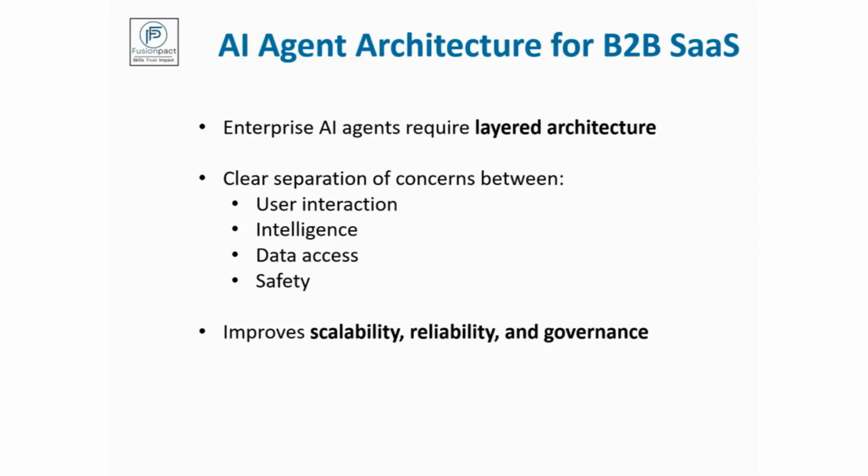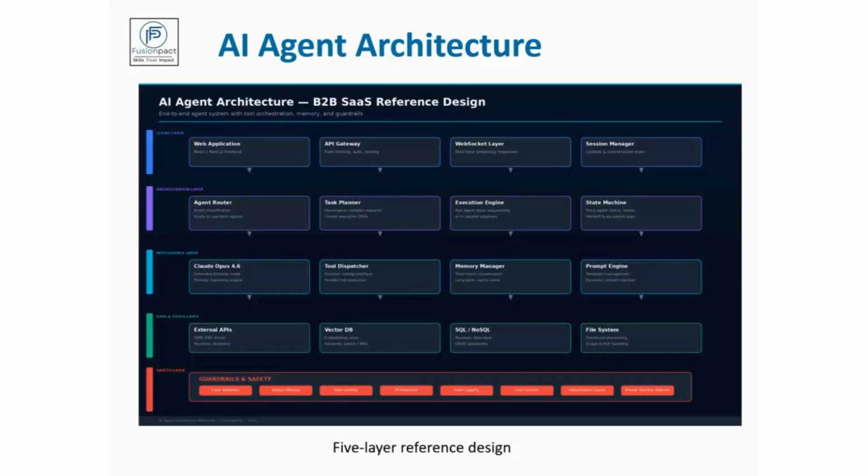AI agent architecture for B2B SaaS. Enterprise AI agents require layered architecture, with clear separation of concerns between user interaction, intelligence, data access, and safety. It improves scalability, reliability, and governance.